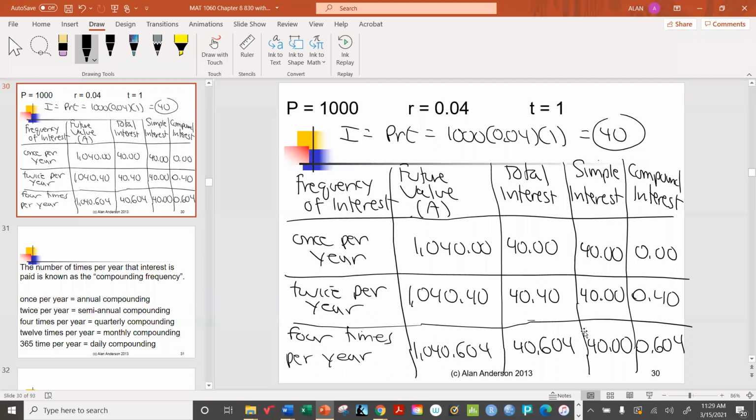I put that in this column so you can see that of the total interest, initially, when we only have interest paid once a year, there is no compound interest. But when we do this twice a year, that extra 40 cents is what we call compound interest. And then finally, when we have interest paid 4 times a year, the compound interest is 60.4 cents. So that tells us something. That's the important detail: the more often interest is paid, the higher will be the compound interest.